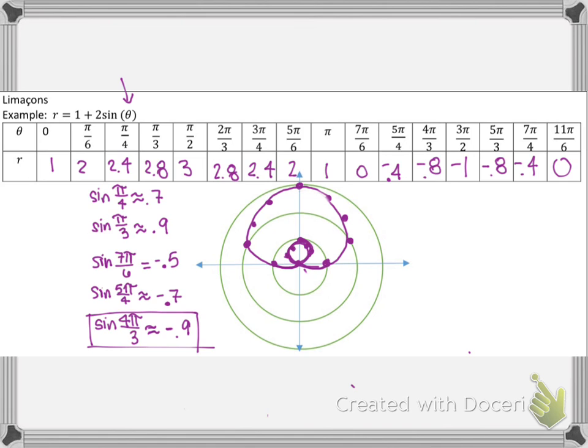And then when we go all the way back to 2 pi in the graph, we're going to end up where we started. So when you're drawing this graph, you have to go from 0 to 2 pi to get the entire graph. And to get the little inner loop, that little inner loop was from 7 pi over 6 to 11 pi over 6.